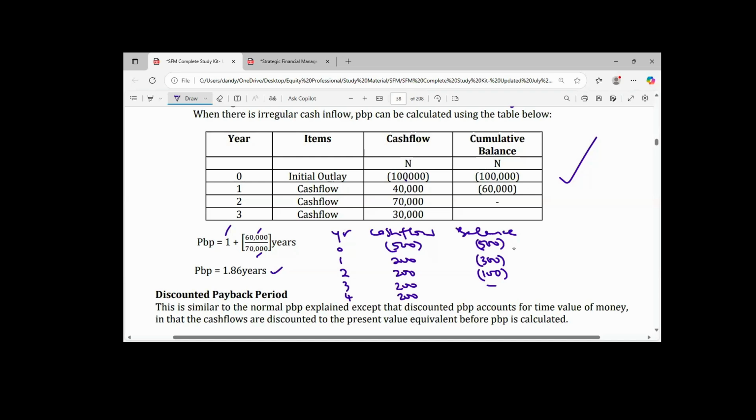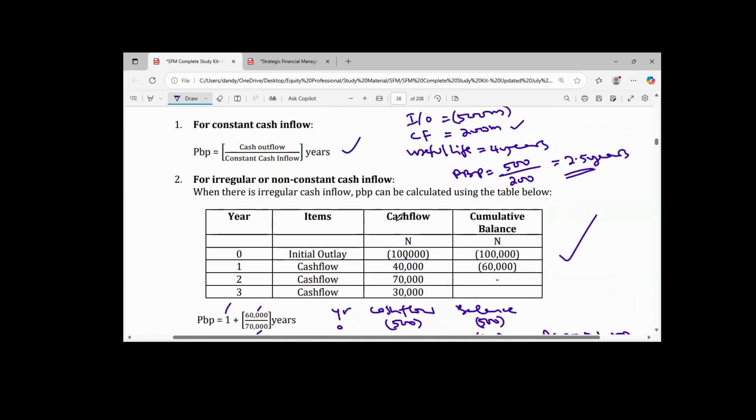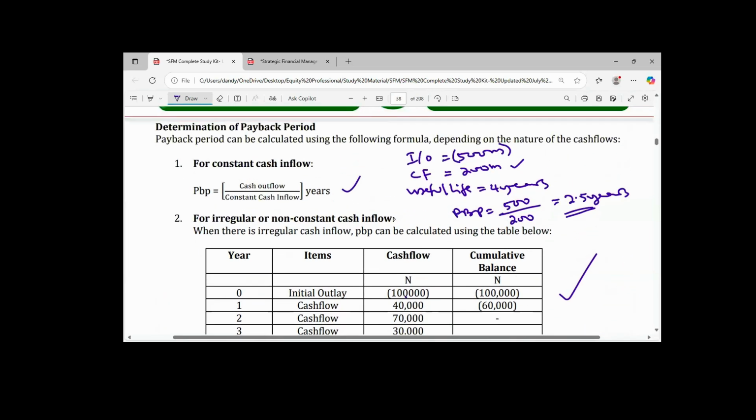In this case, I need to ask myself, how many years have I recovered? I've recovered for year 1 as well as year 2. Therefore, payback period will then be equal to 2 plus the outstanding balance of 100 million divided by the next cash inflow of 200 million. So this will give us the same thing as 2.5 years. So whether you use the tabular method or the formula method where you have constant cash inflow, you get the same answer. But again, like I mentioned, there is no need for you to be going through all this stress. Once you have a constant cash inflow, just use the formula method and move on.